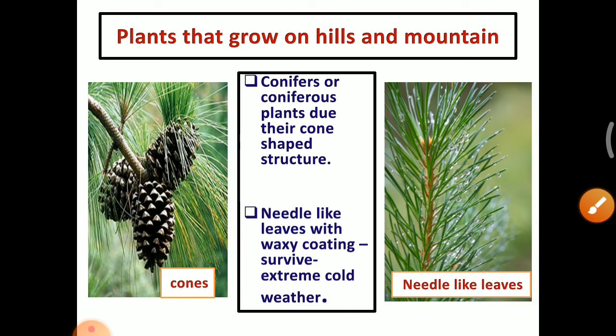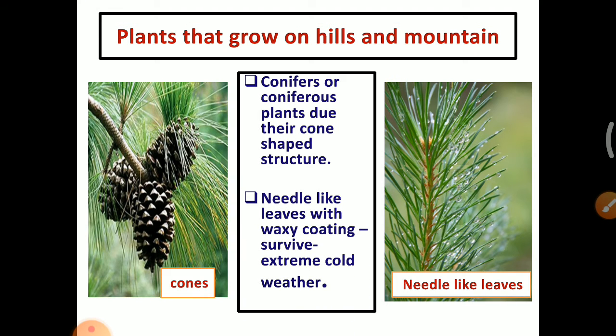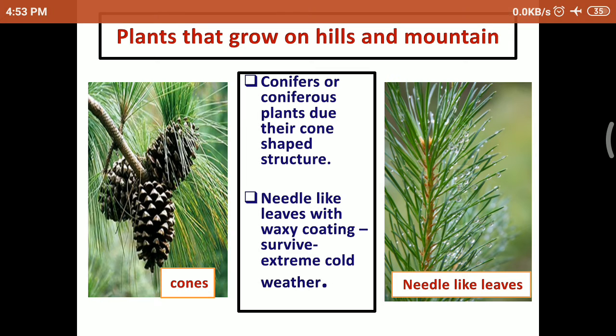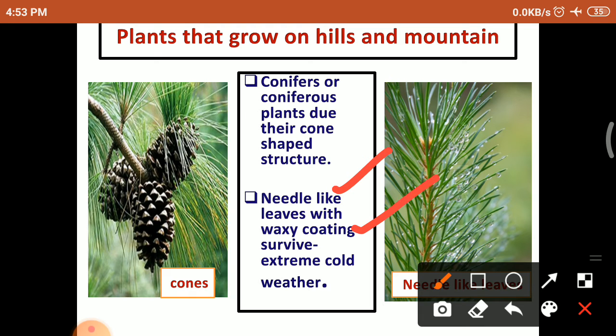And they also have needle-like leaves with a waxy coating. This waxy coating helps the tree survive in extreme cold weather, and also the snow that falls on them. So why does it have needle-like leaves with a waxy coating? This waxy coating helps the tree survive extreme cold weather. So when these areas have a cold climate, the needle leaves with waxy coating help the tree survive for a long time. Do you understand?